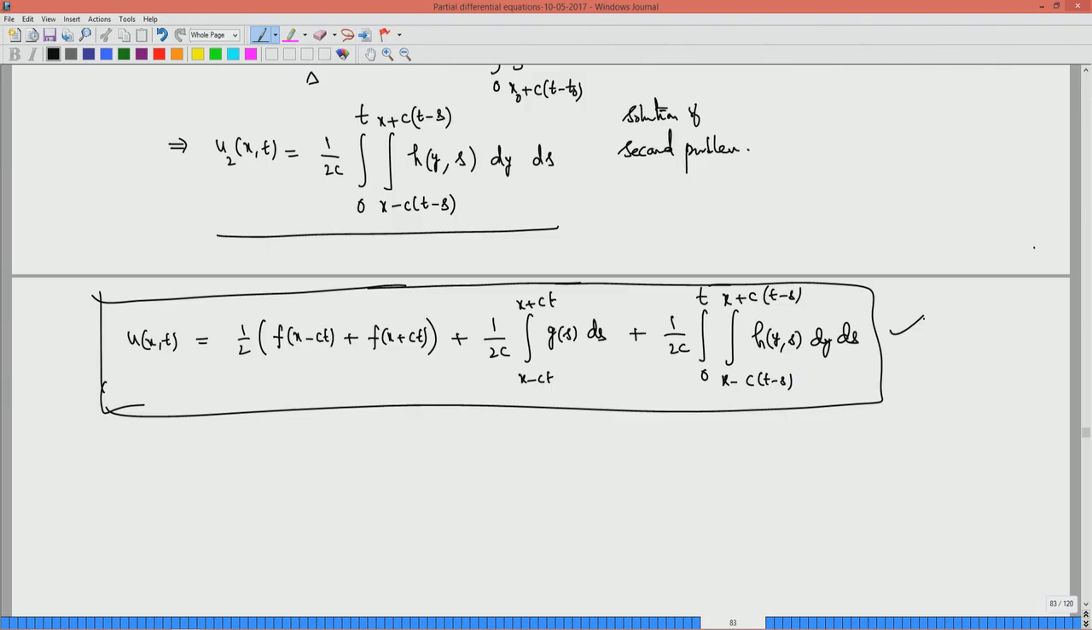So far we have constructed this solution by just splitting into two problems. One is the D'Alembert's problem, the other one is the non-homogeneous problem. Just by integrating the equation we found this u2. So, this is how we constructed the solution, and by the same energy argument we can see that the original problem for u has a unique solution. So, this is the unique solution for the problem, okay.